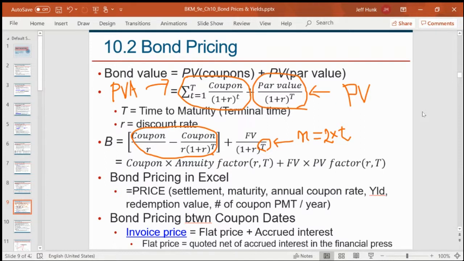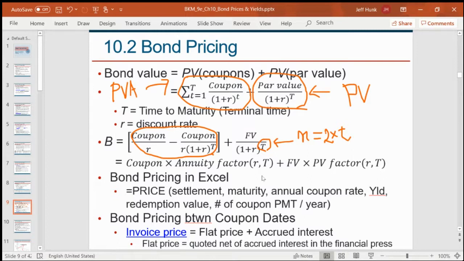As I said, if the time to maturity is 10 years, then there will be 2 times 10, in other words, 20 semesters, because you're collecting coupon interest every 6 months. Briefly, we already know how to do this. And this is another way of expressing it, the annuity factor.